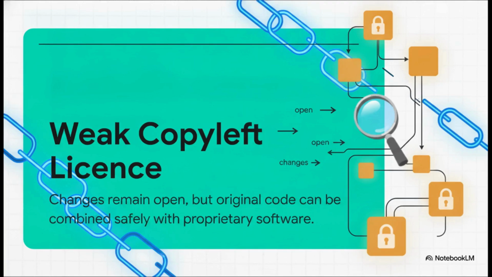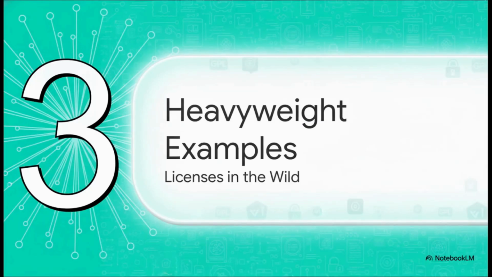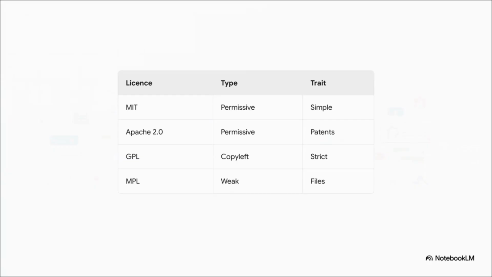It's perfect for developers who want to protect the original project, but without demanding full open source obligations from every single thing it touches. Moving on to Section 3, heavyweight examples, or the licenses you'll actually see out in the wild.